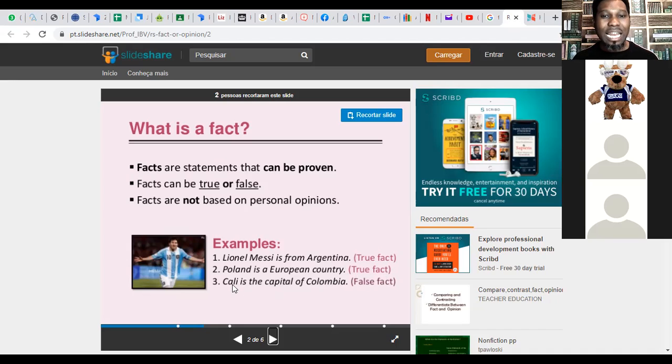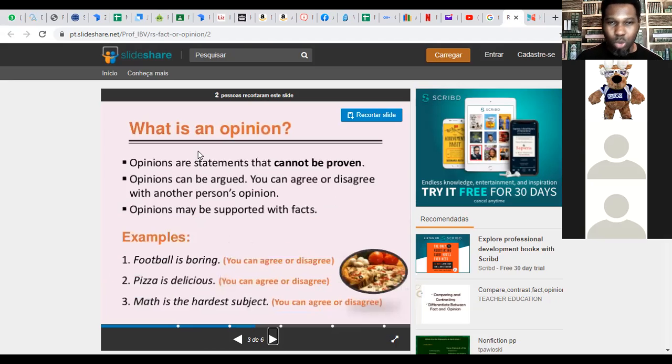If I say Cali is the capital of Colombia, now, is Cali the capital of Colombia? It is a false fact. I don't even know the capital of Colombia, but here they wrote that it is false, okay? So it is false. Now, let's say, what is an opinion?